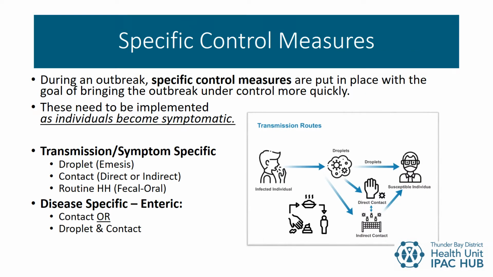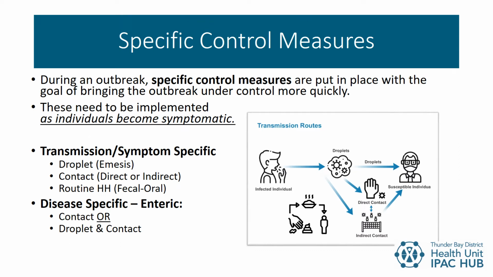Specific control measures. Transmission-specific control measures or precautions are put in place as soon as individuals are experiencing these symptoms. We shouldn't wait for an outbreak to be declared to implement measures. If you are in outbreak and you're unsure if the client is experiencing symptoms or if the episode is normal for them, control measures should still be in place until other reasons can be ruled out. Always err on the side of caution.